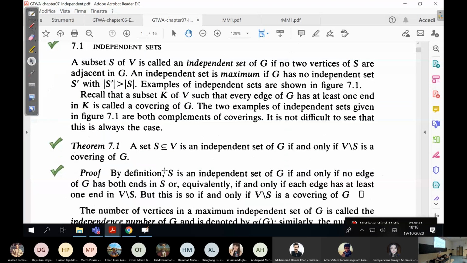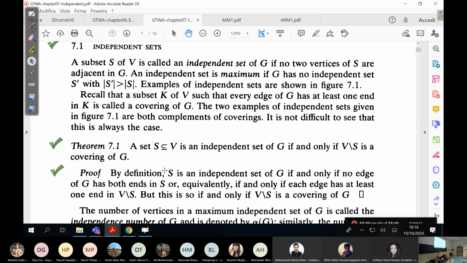A subset S of V is called an independent set of G if no two vertices of S are adjacent in G. An independent set is maximum if G has no independent set S prime with the number of elements in S prime greater than the number of elements in S. And in 7.1 we can see independent sets.